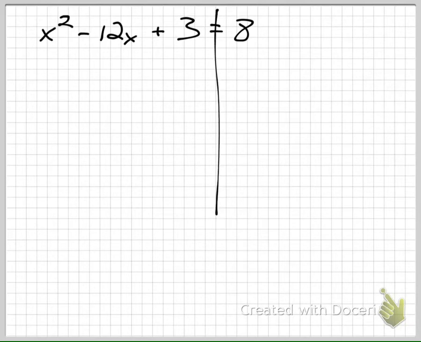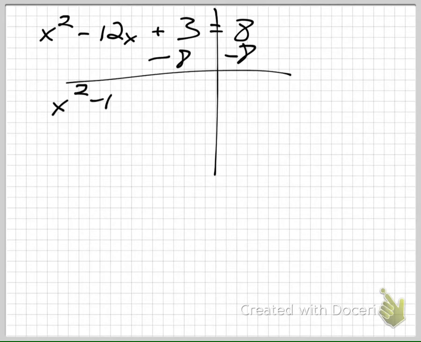What about this? X squared minus 12x plus 3 equals 8. I'm going to show you this one, so you're just watching. Let's do it the way you would probably feel comfortable with, and that would be to minus 8. Agreed? You agree that would be a way for you to do this? Minus 8. That means x squared minus 12x minus 5 equals 0.